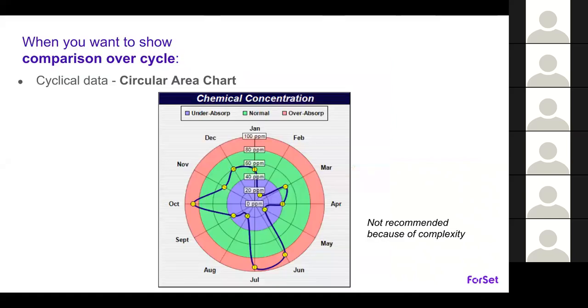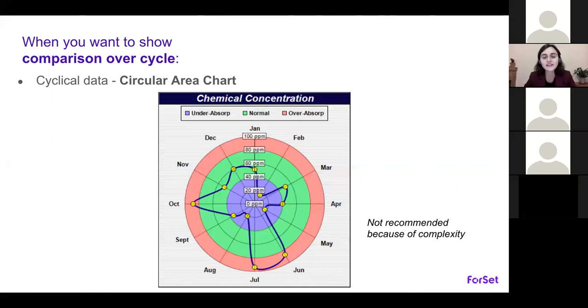The next chart type is the circular area chart. This is used for cyclical data. To be honest, this chart is taken from some kind of science publication because I could not find any chart that we have used in our social issues coverage materials. In my personal opinion, this is not very recommended because it's quite complex. Unless you have a very scientific and very targeted audience who is used to consuming this type of chart, I would not recommend you to put it in your presentations or in your reports.